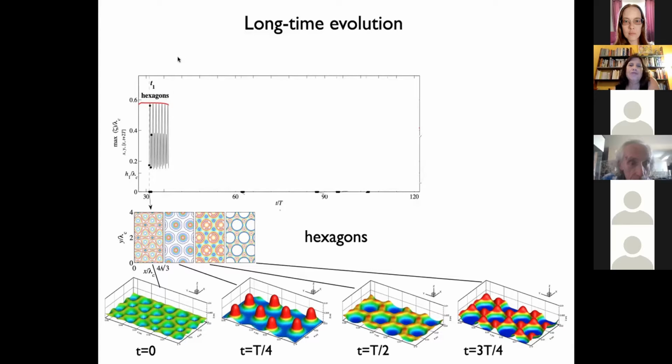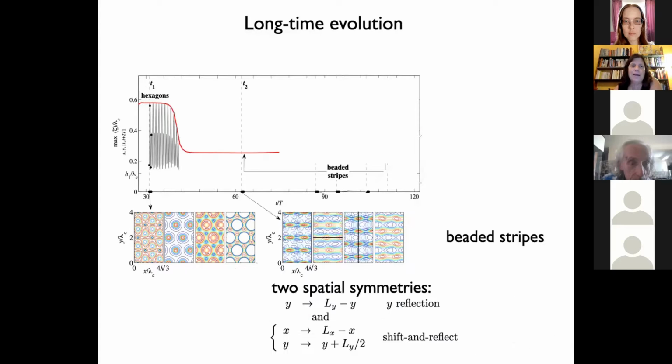And my student, Nicolas Perinet, who obtained all these results, we were very satisfied that there were hexagons, but he wasn't satisfied and he kept running. And look what he saw. Indeed, he was right to keep running. The hexagons became this other pattern, which we call beaded stripes. They're like stripes, but you see they have these little eye patterns here.